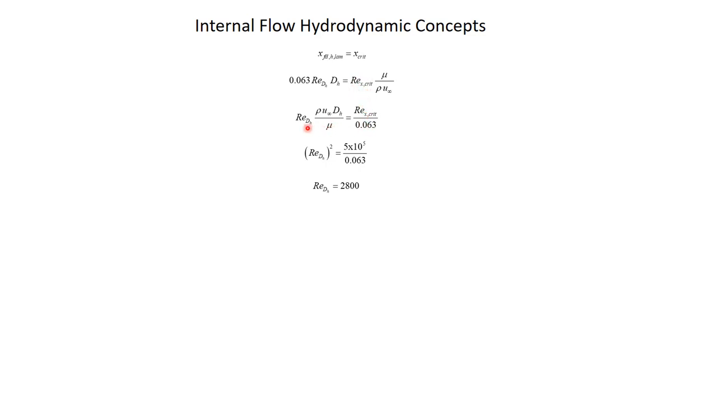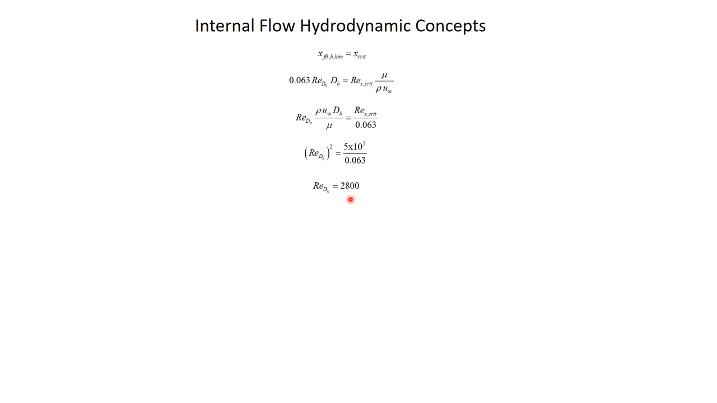So over here I have the Reynolds number, and then this other group is the Reynolds number again, so I have the Reynolds number squared is 5 times 10 to the 5th divided by 0.063, and if I take the square root of both sides, I get that the Reynolds number for an internal flow that delineates whether I'm laminar or turbulent is about 2,800, right? Depending on what book you look in, it might be 2,300 or 3,100, but it's right in that range.